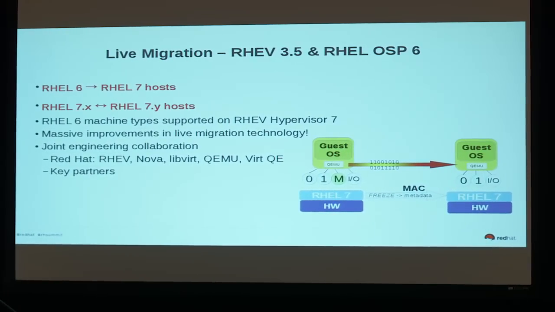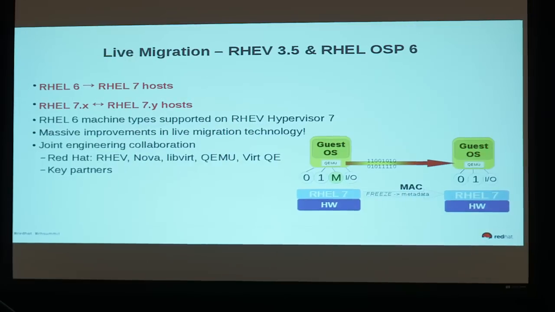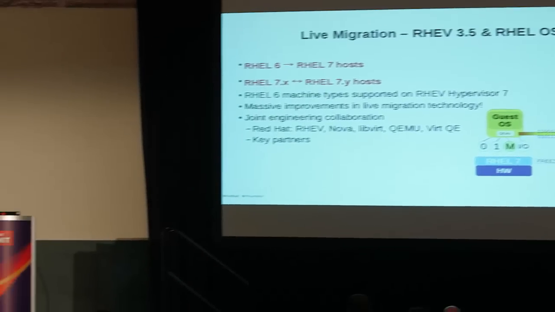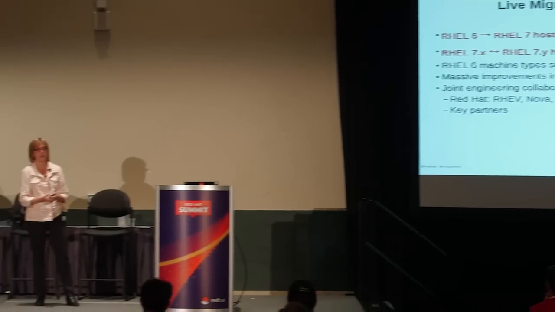In the past, in RHEL 6, we didn't have a migration thread. QEMU used the IO thread, which was very disruptive to the actual execution of the guest during live migration. It also made it really hard to predict when the migration could finish and how long the downtime would be. And it was absolutely impossible to backport this technology to RHEL 6-based hosts.